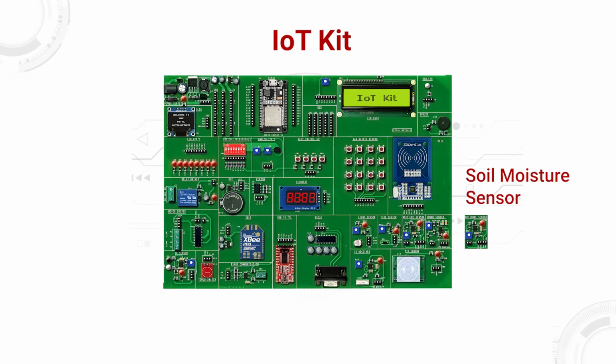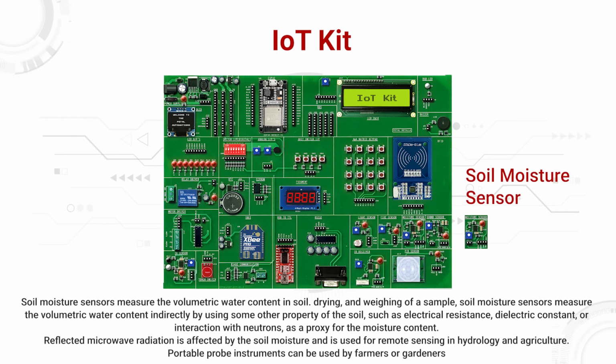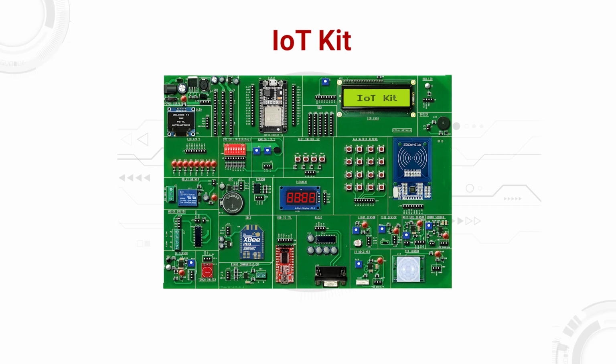Soil moisture sensors measure the volumetric water content in soil. Direct measurement requires drying and weighing of a sample. Soil moisture sensors measure the volumetric water content indirectly by using some other property of the soil, such as electrical resistance, dielectric constant, or interaction with neutrons, as a proxy for the moisture content. Reflected microwave radiation is affected by the soil moisture and is used for remote sensing in hydrology and agriculture. Portable probe instruments can be used by farmers or gardeners.